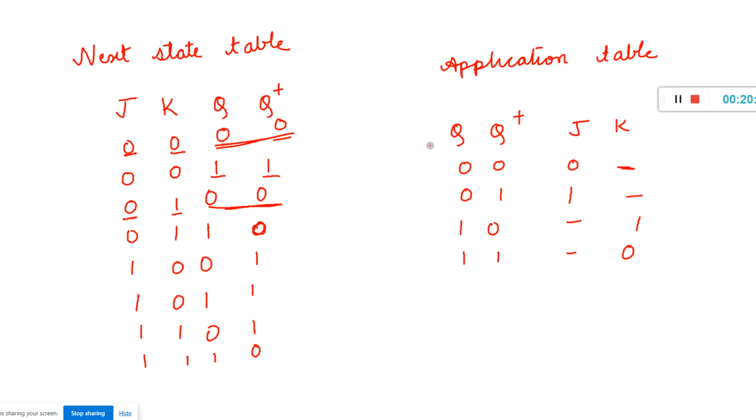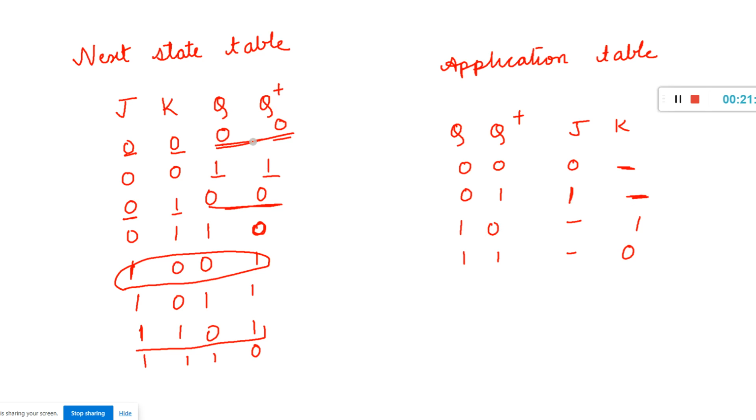So dash. Next, Q is 0, Q plus is 1, that is 0 1. Where are the rows? I have to search. Where is 0 1? Here it is 0 1, and here it is 0 1. What is J? J is 1 here also and here also. I have written J as 1. K is 0 and 1, K is both 0 and 1, so I have written don't care.